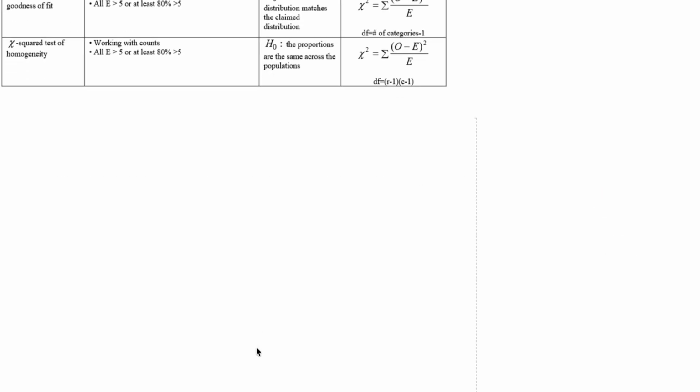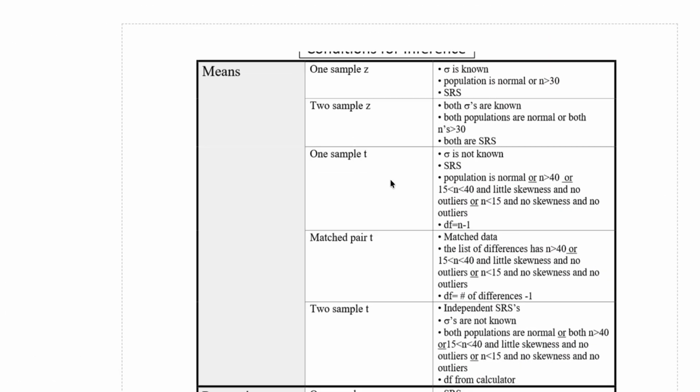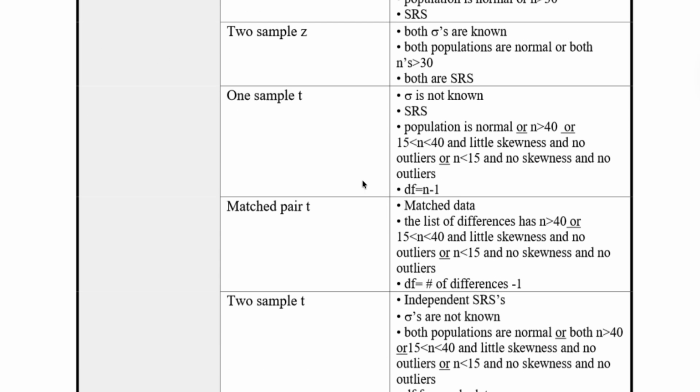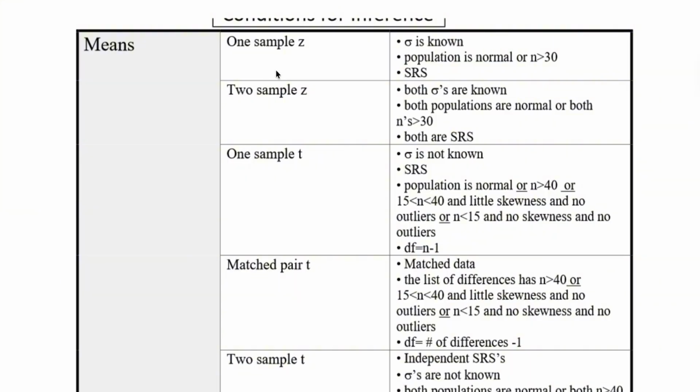And here is a chart that summarizes everything again and some additional requirements. For the means, we have these situations. One sample z, we have to check these conditions. First, data is known, population is normal, or n is greater than 30, SRS. For two sample z, both data are known, both populations are normal, or both n's greater than 30. Both are SRS.